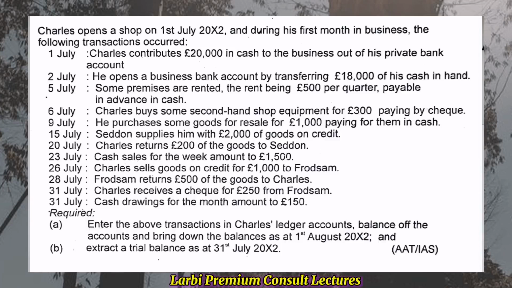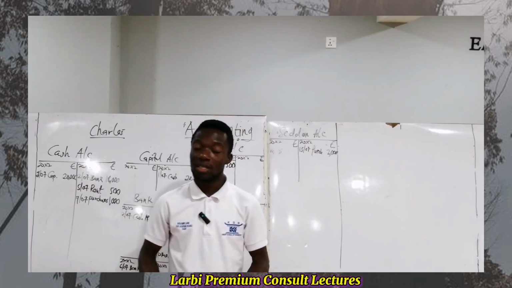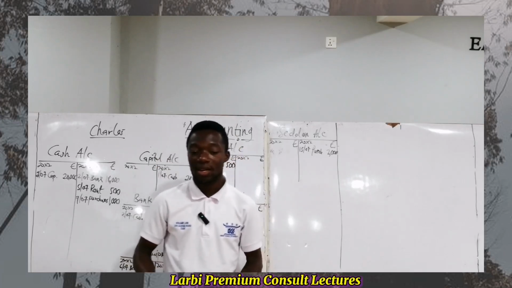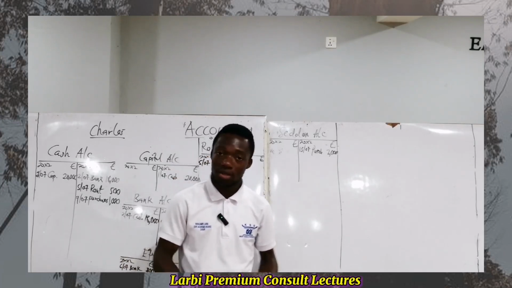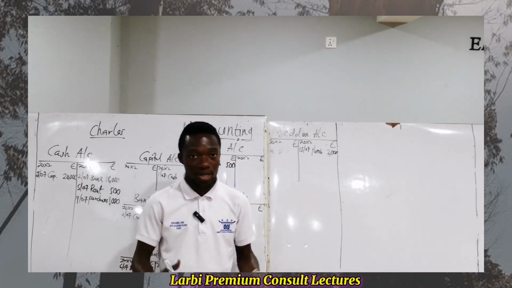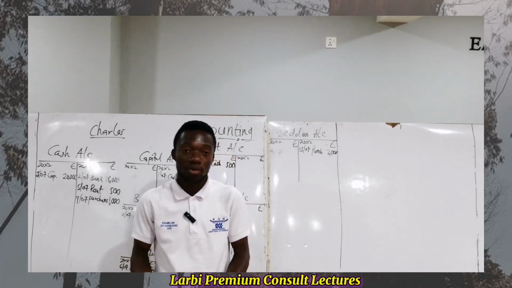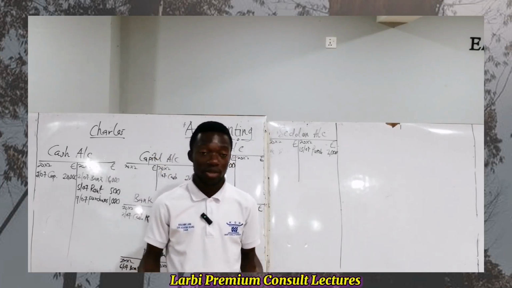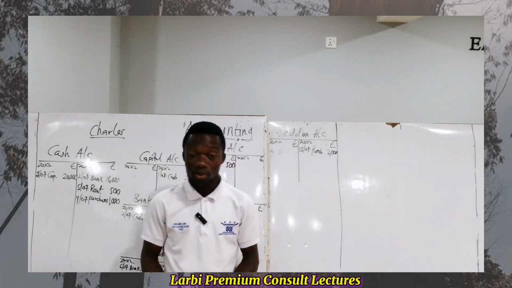Then, July 20, Charles returns 200 of the goods to Sedon. Why? When a business returns any goods back to the supplier, the idea here is that the goods that the supplier supplied us didn't meet our expectation. The type that we want, maybe it was broken. There was some sort of defect in it, so we couldn't use it for the purpose that we're supposed to use. And so therefore, if there are policies that we can return it, then we'll have to return it. And that's what Charles did. He returned 200 euros of the goods back to Sedon.